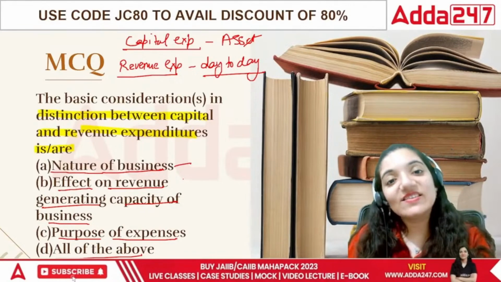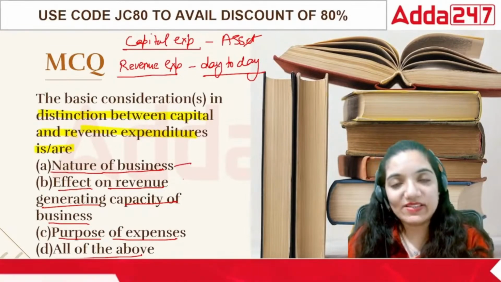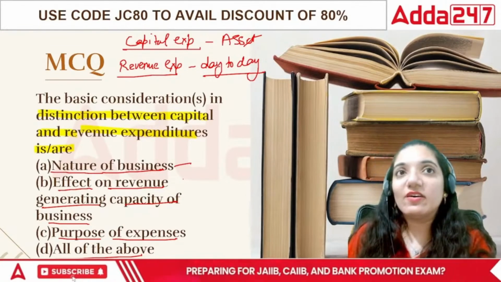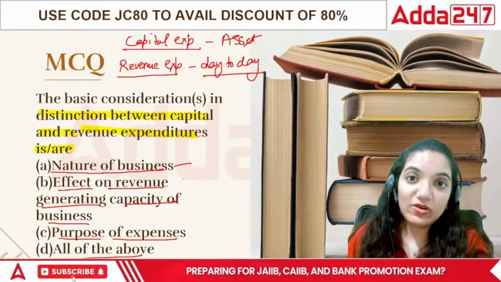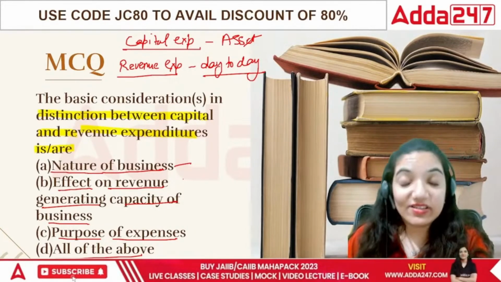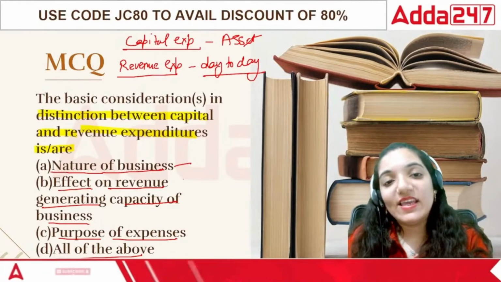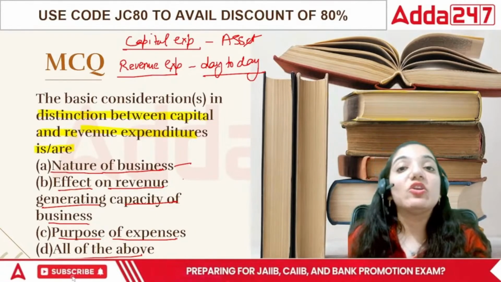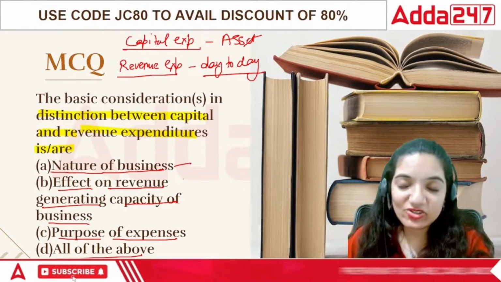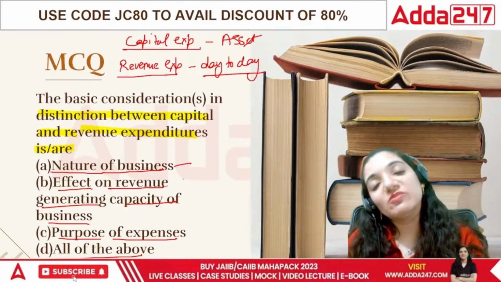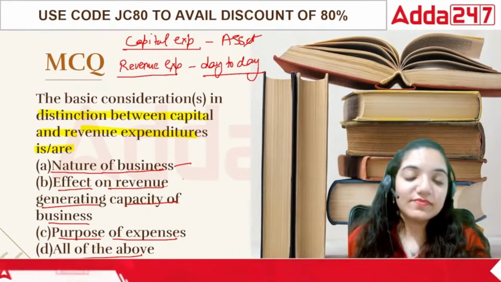The assets will increase the revenue generating capacity. For example, if I expand my studio, it will increase my revenue generating capacity, while if I just keep it clean, in this case it is just revenue expenditure. It is not improving, it is just maintaining where it is.